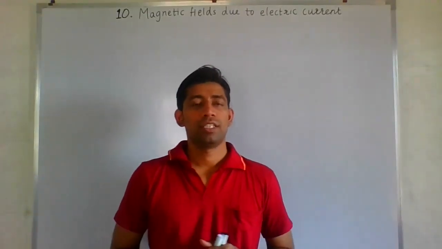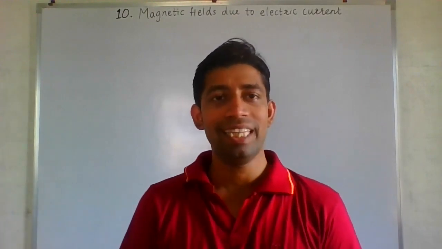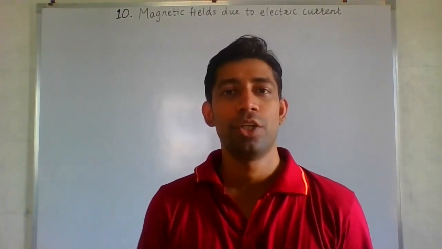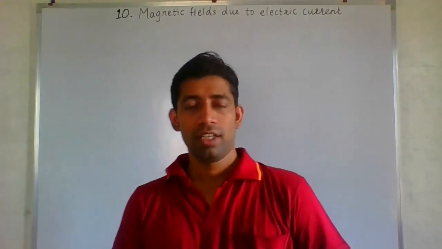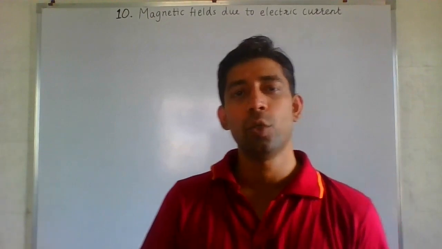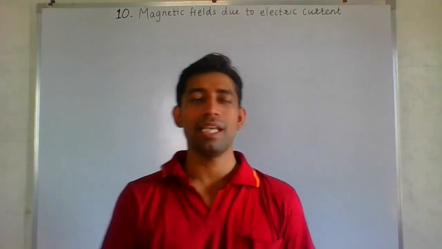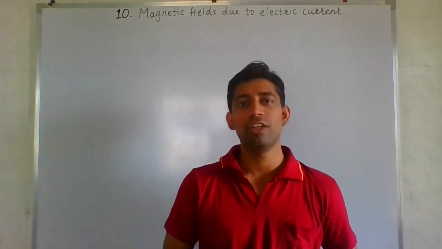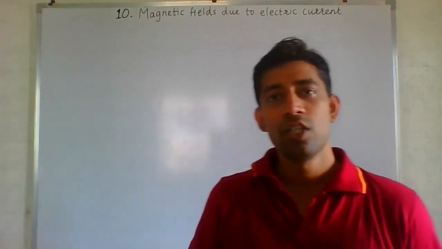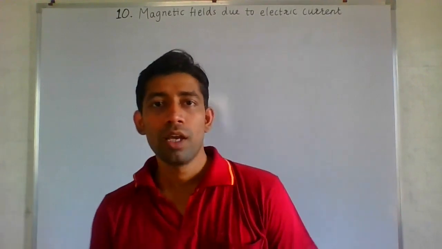Hello students, we are starting a new chapter today, which is number 10, magnetic fields due to electric current. This is a chapter which is more or less related to the magnetic effect of electric current, and some basic part we have already studied in your previous standard. So let's go through the introduction of this chapter.